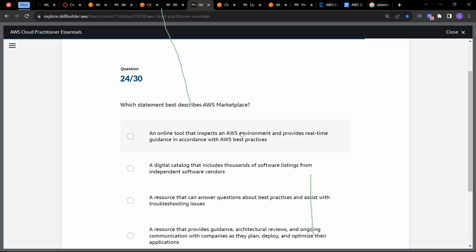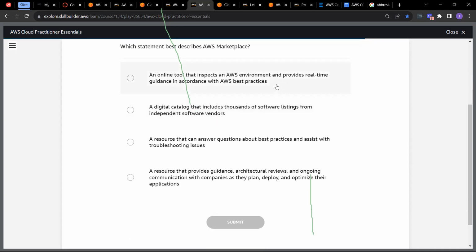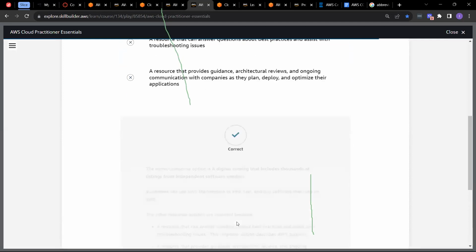So which statement best describes AWS Marketplace? An online tool that inspects an AWS environment and provides real-time guidance in accordance with AWS best. No, this is Trusted Advisor or something. A digital catalog that includes thousands of software listings from independent software vendors. Marketplace, so that'd be the correct answer. A resource that can answer questions. A resource that provides guidance. No. Yeah. Marketplace. You enter market.